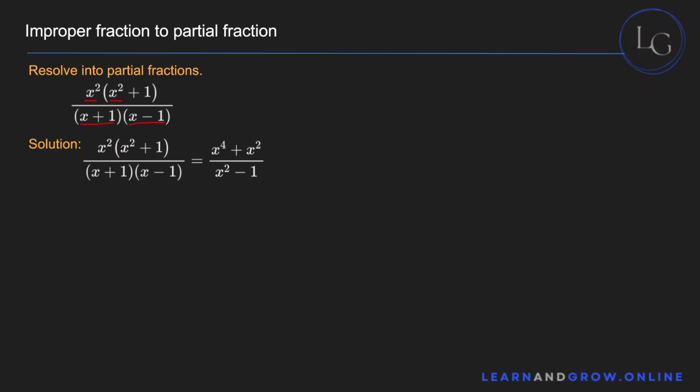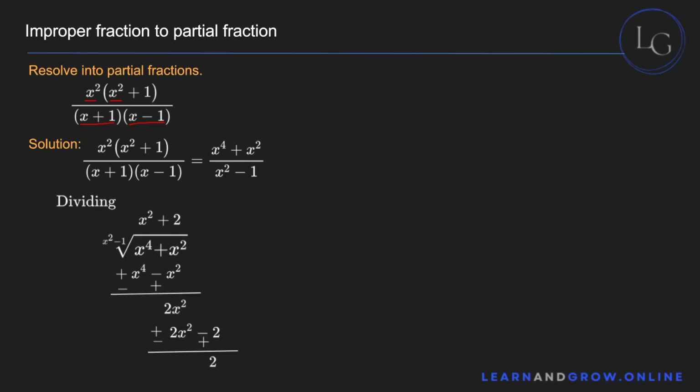And how will you basically turn it into its partial fractions? Well, you'll perform division. So you'll first multiply this x square with this term, and you'll multiply the two linear terms in the denominators to get x to the power 4 plus x square in the numerator and x square minus 1 in the denominator. Now you need to divide x to the power 4 plus x square by x square minus 1. So how will you do that?